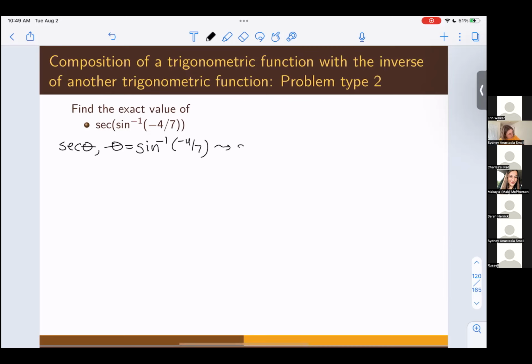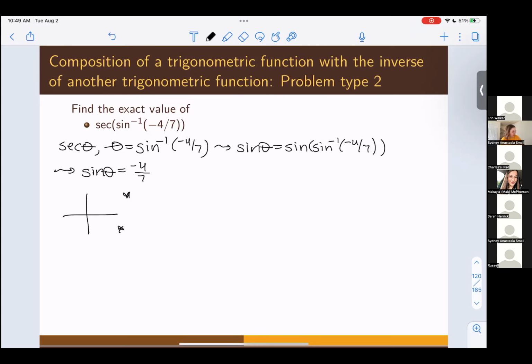Applying sine to both sides to unravel that inverse function. Sine inverse of negative 4/7, not dropping my negative sign this time, which tells us that the sine of theta is equal to negative 4/7. All right, let's draw a picture. Where we know that the inverse sine function has a range defined in quadrant 1 and quadrant 4, just like we talked about on the last slide.